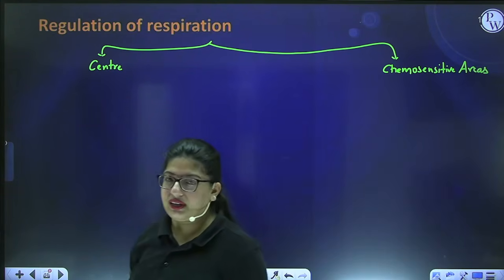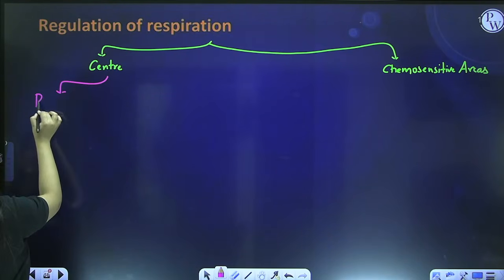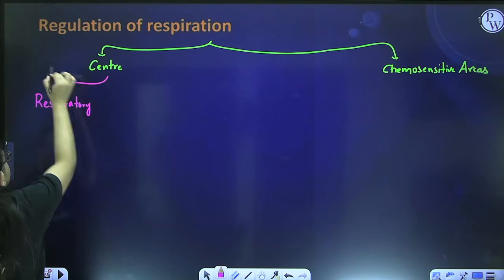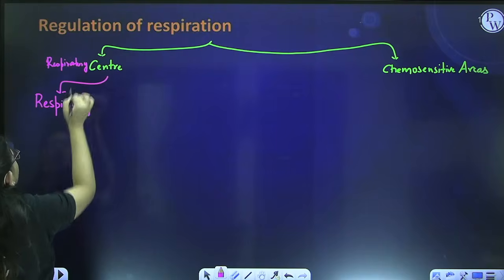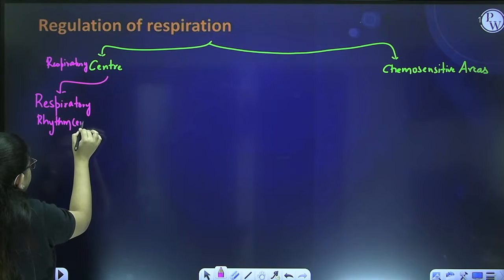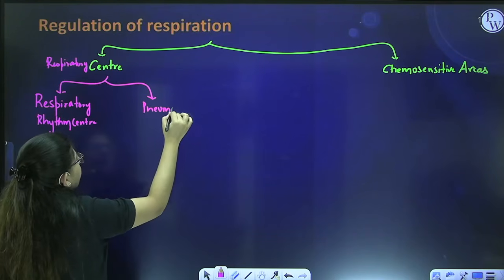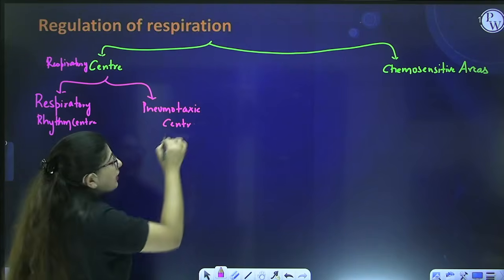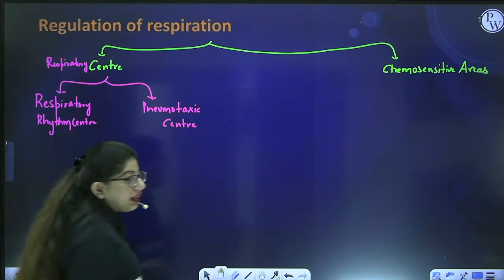First, we'll talk about centers. Centers are main. Centers, also known as respiratory centers, are of two types. One is respiratory rhythm center and another is pneumotaxic center. As everything is controlled by brain, both these centers are present in the brain.